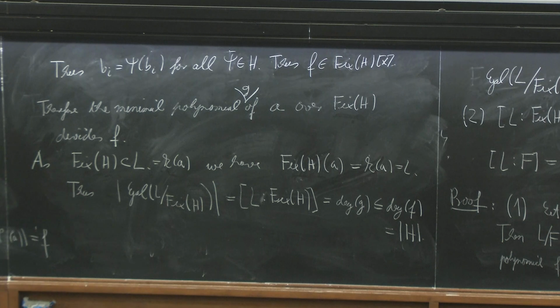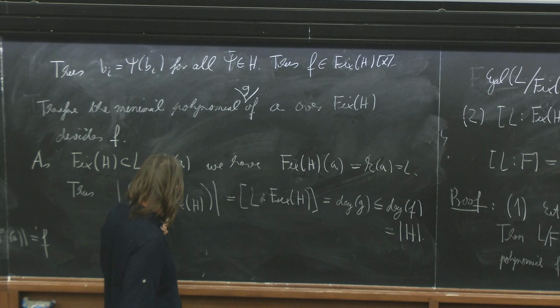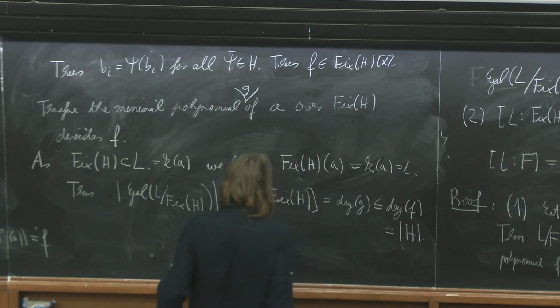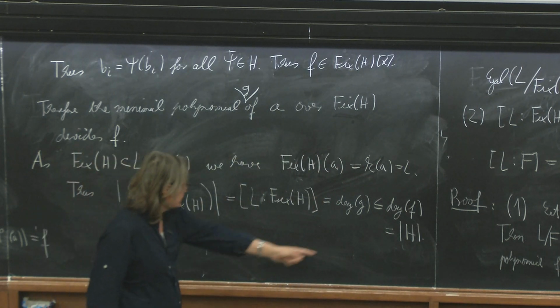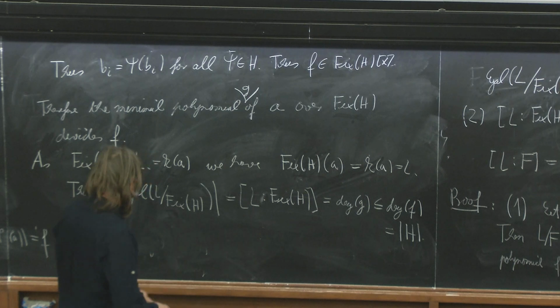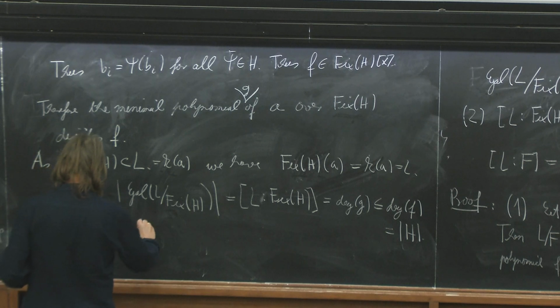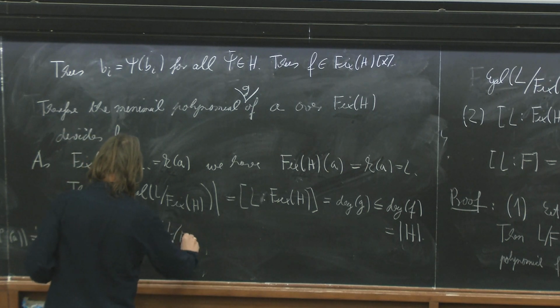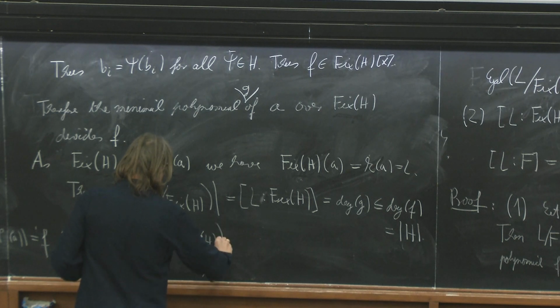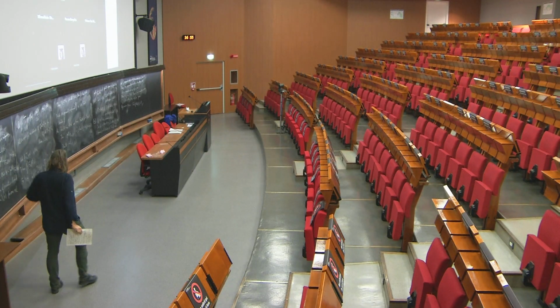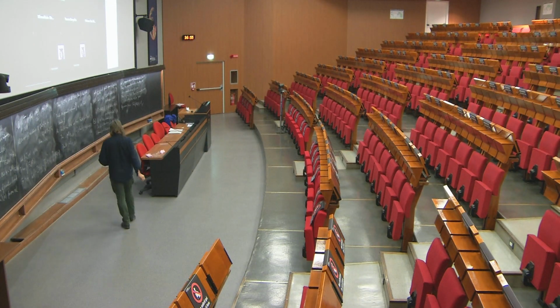Now we see that the number of elements in the Galois group of L over the fixed field of H is smaller or equal to the number of elements in H. On the other hand, we know that H is contained in this Galois group, so they must be equal. Note, I had said here that we have this inclusion. Okay, so this proves the first part, which, as I said, is the main part.